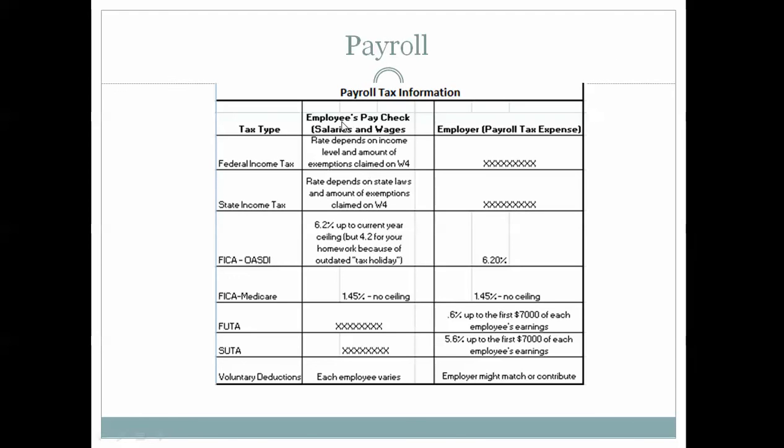If you look, the employee has federal income taxes withheld from their paychecks. The employer does not pay any additional taxes. All the taxes are paid through the employee's paycheck. State income tax is exactly the same. This will be based on how many exemptions you claim, and it will also be based on individual state laws.